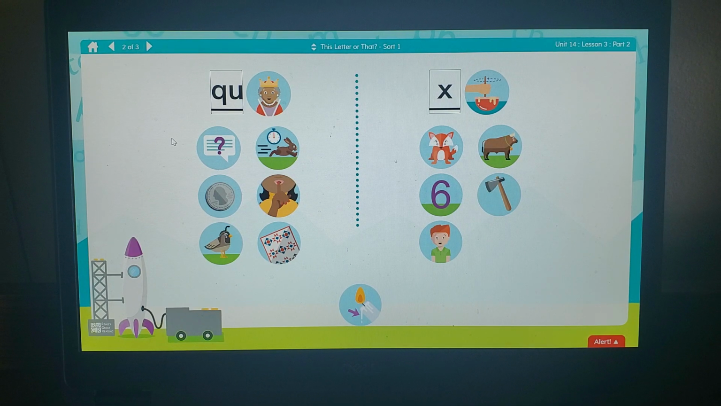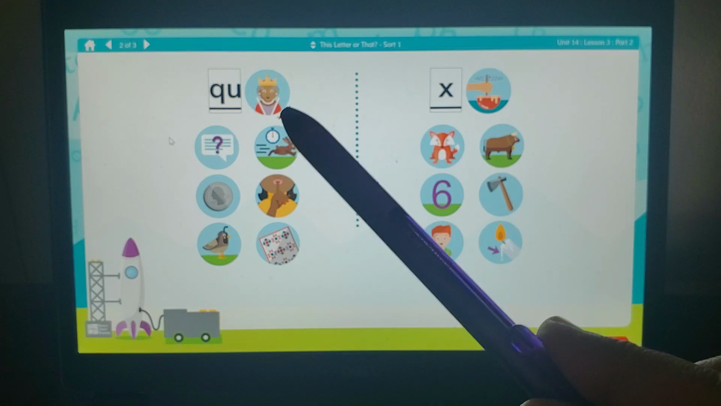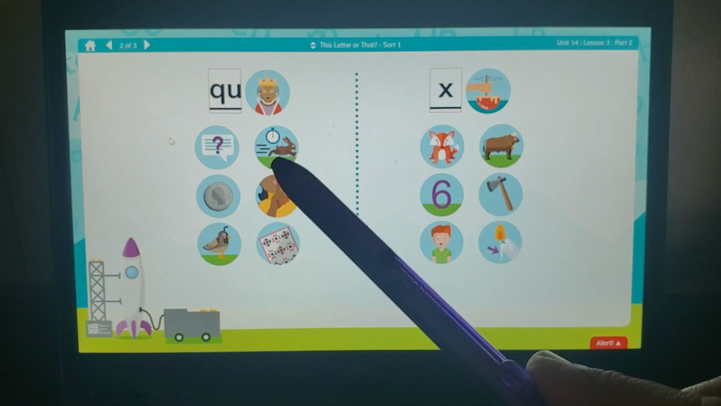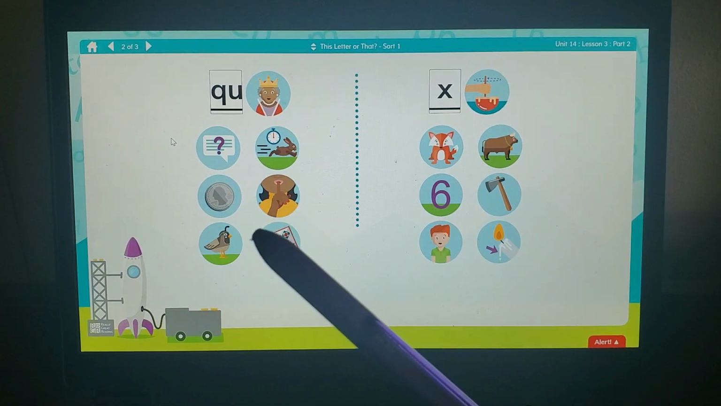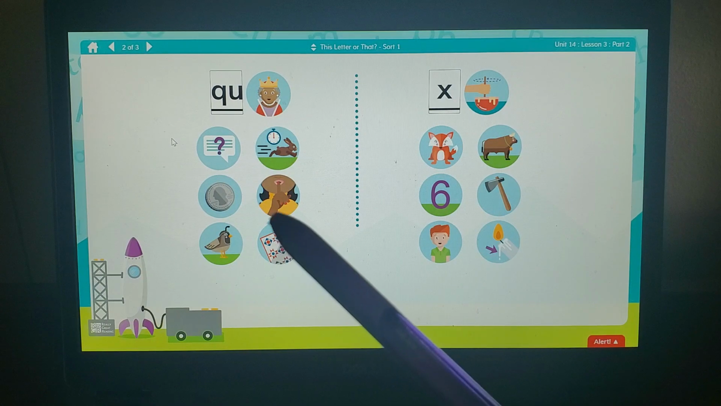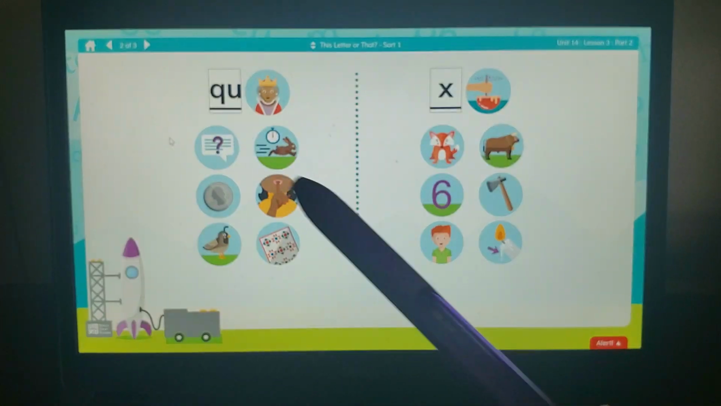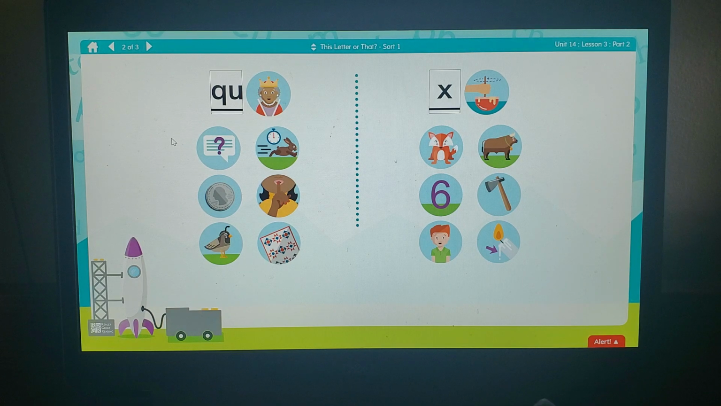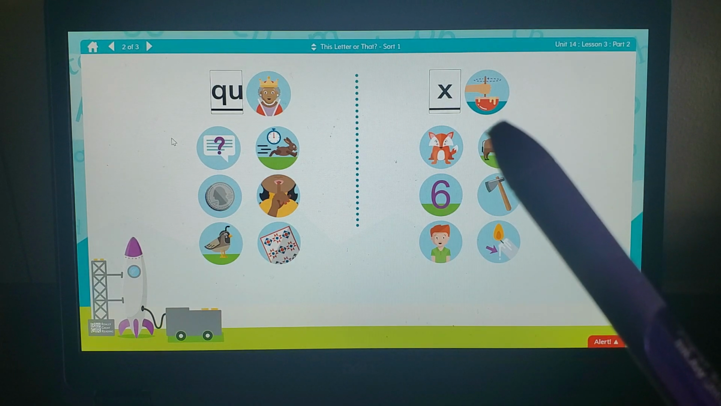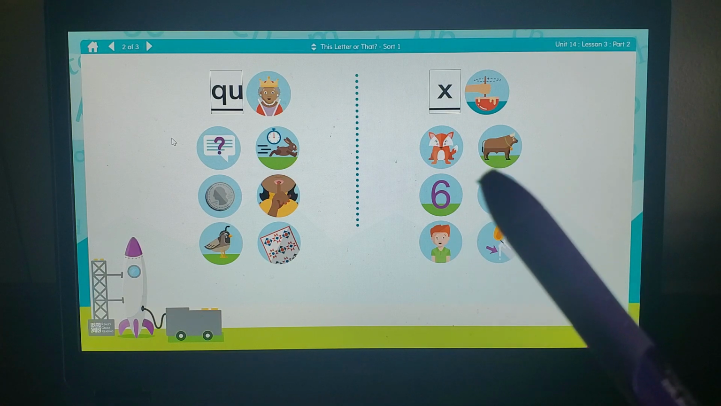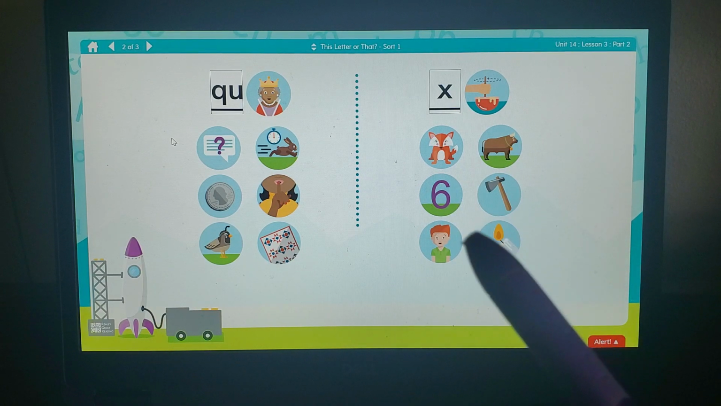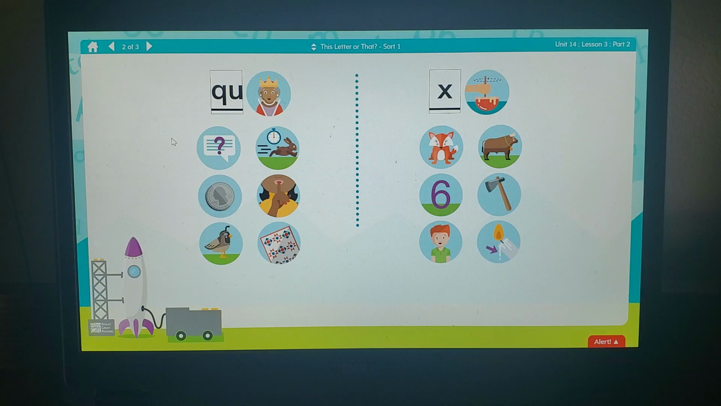Wax is correct. Those words that begin with qua, we have queen, question, quick, quarter, quiet, quail, quilt, all begin with qua. Next, over here that end with the x sound, we've got mix, fox, ox, six, axe, max, and wax. So remember, families, when we're working with the x sound, it's going to be at the ending of the word and not at the beginning.